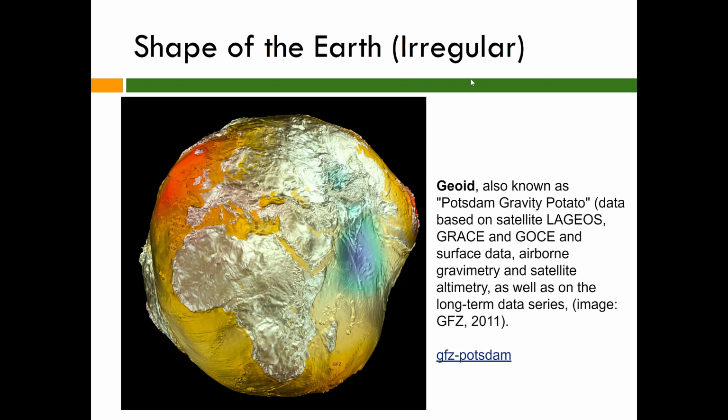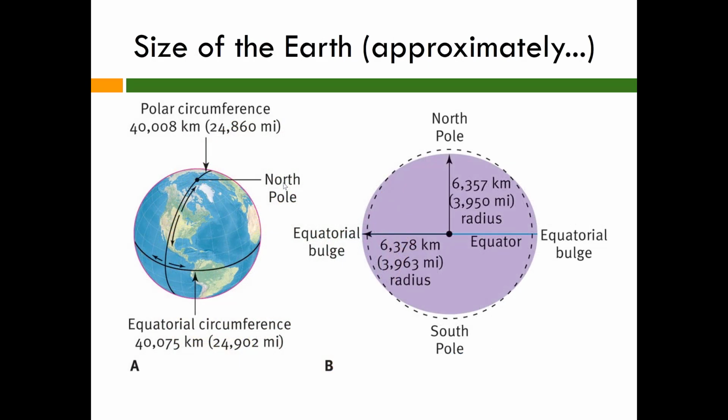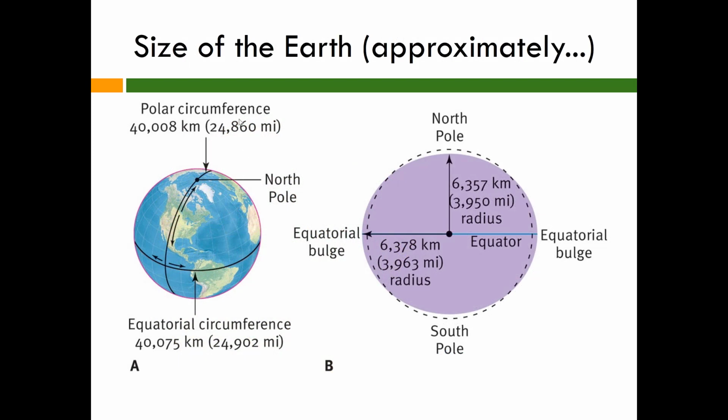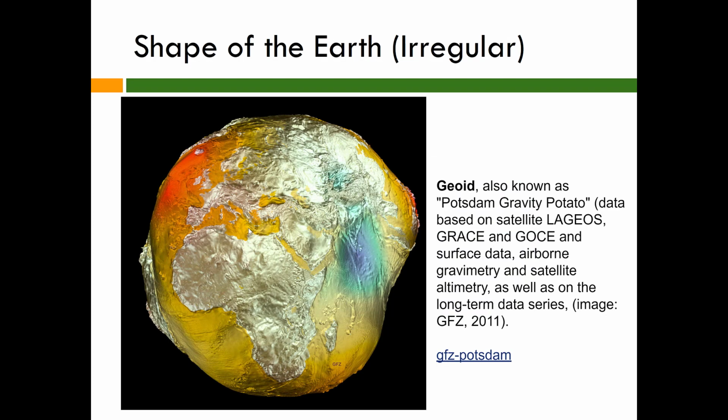So that's the keyword on this slide. The real shape of the Earth is irregular. It's not smooth at all. But as geographers, we need to study it, right? So an easier way is to use an ideal shape like a ball or an oval shape to approximate the real shape of the Earth.